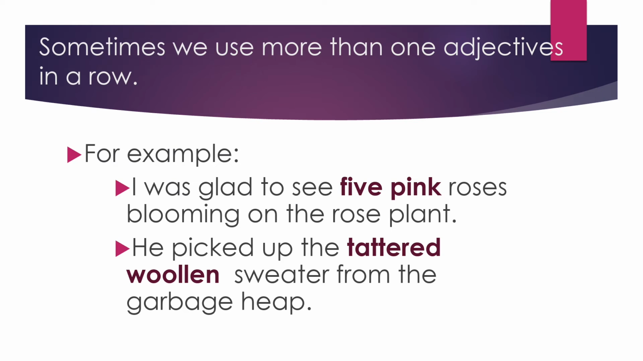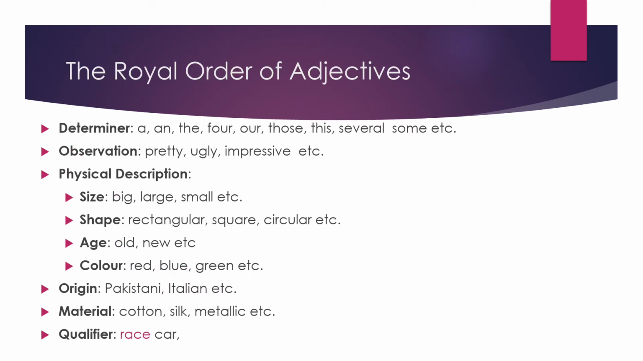Most of the time we only use one adjective before the noun, but sometimes we can use more than one adjective in a row. And when we do that, we have to be careful about their order. Let's look at two examples. I was glad to see 5 pink roses blooming on the rose plant. Now, how did we decide that the adjective 5, which is a number, comes first and pink, which is the color, comes later? This is what we are going to learn today. He picked up the tattered woolen sweater from the garbage heap.